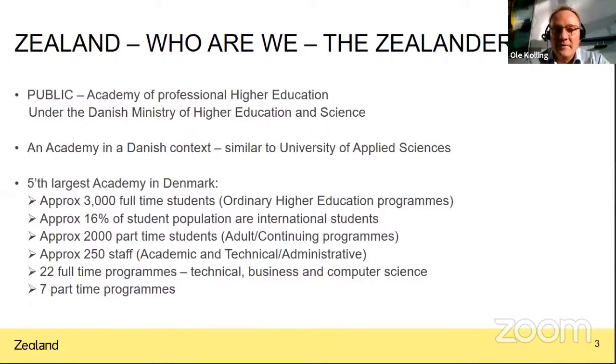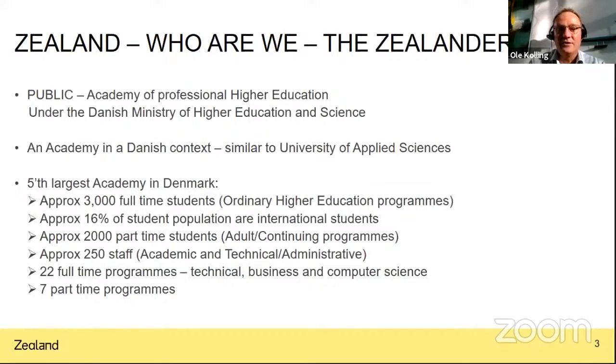When we talk about an academy in Denmark, you can compare us to a University of Applied Science. You may be familiar with this term. I'm going to explore a little bit later what the difference is between a typical research university and a University of Applied Science. We're the 5th largest in Denmark, with approximately 3,000 full-time students.